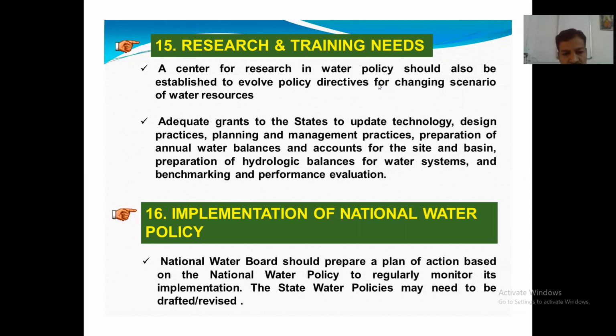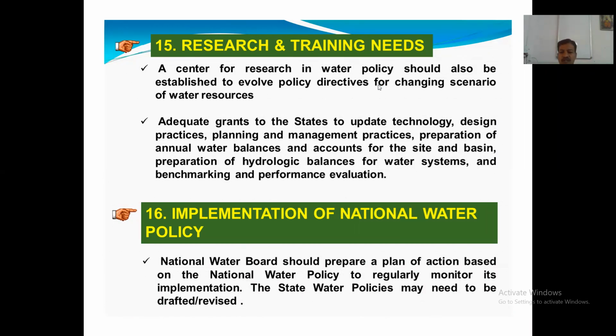And 16th is the implementation of the national water policy. So, how to implement this national water policy? For implementing it, the National Water Board should prepare a plan of action based on the national water policy. The National Water Board of India prepares the plan of action for regularly monitoring its implementation.